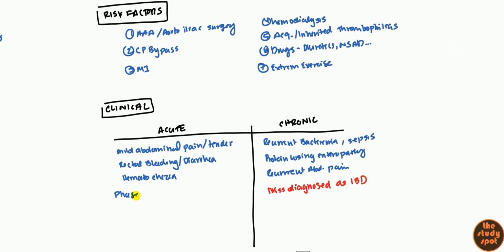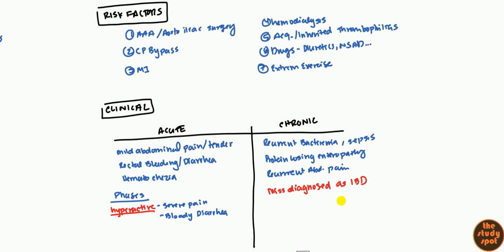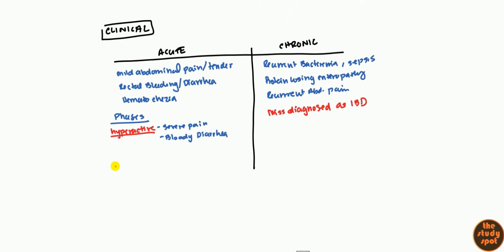So in the acute, there are phases that it goes through. The first phase is the hyperactive phase, and this is initiated with severe abdominal pain and bloody diarrhea. That starts the whole process off. After that, you go into the paralytic phase, where there's less pain, but more tenderness. There's also a high amount of distension and decreased bowel sounds, and that's why it's called paralytic, because the bowel isn't contracting anymore.